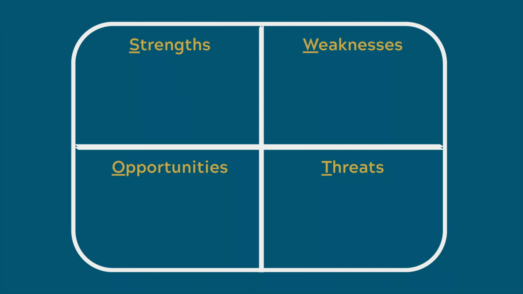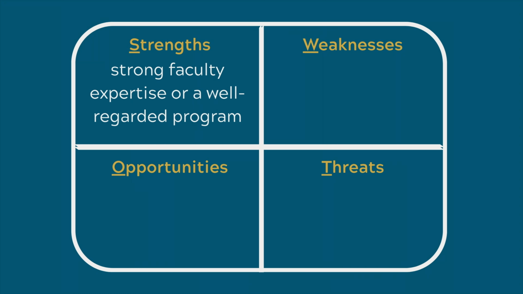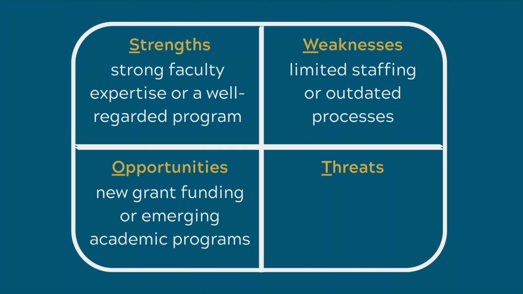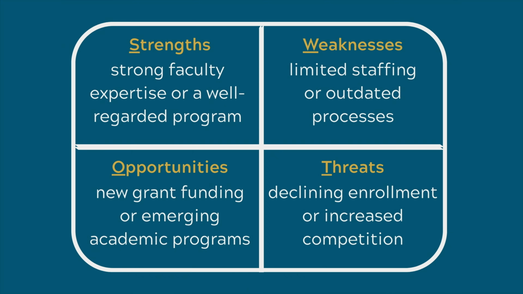For example, a department might identify strengths as including strong faculty expertise or a well-regarded program, weaknesses as including limited staffing or outdated processes, opportunities as including new grant funding or emerging academic programs, and threats as including declining enrollment or increased competition. The goal of a SWOT analysis is to create a realistic picture of where an organization or project stands and what challenges it may face.